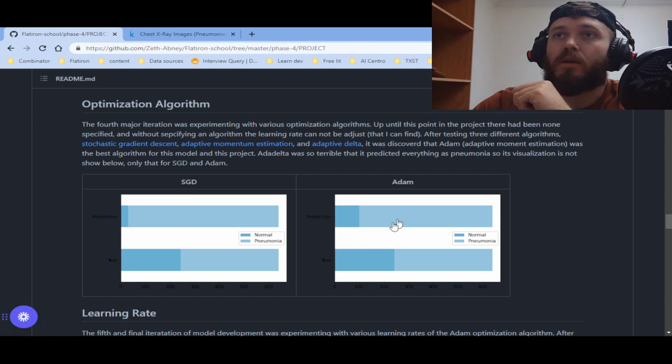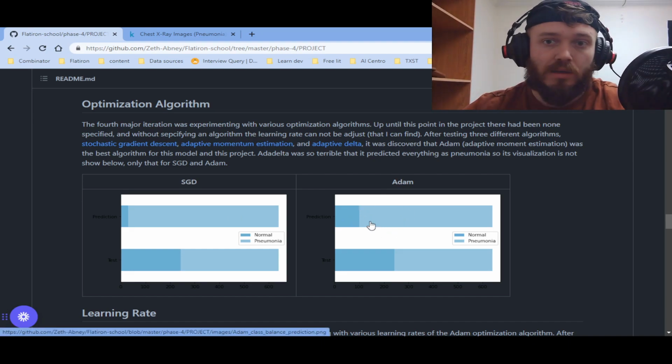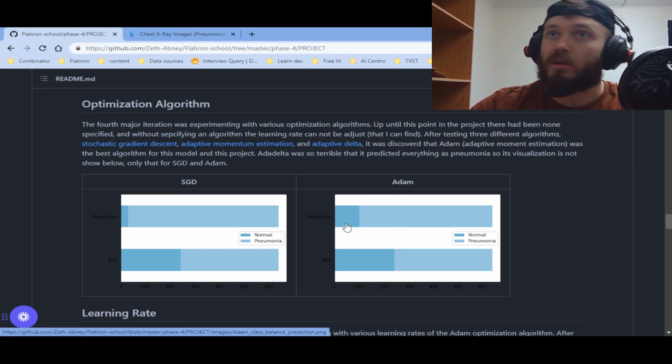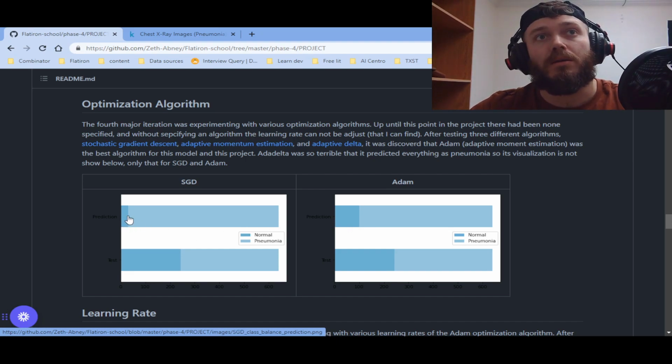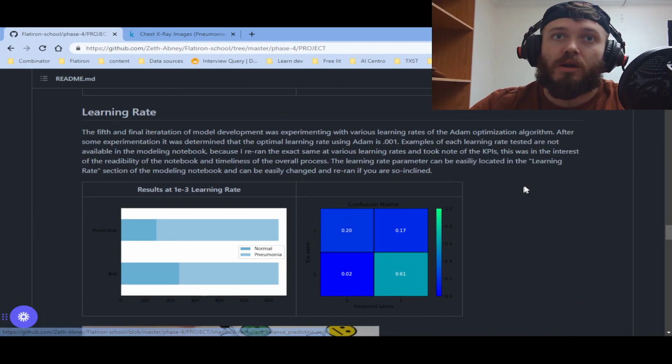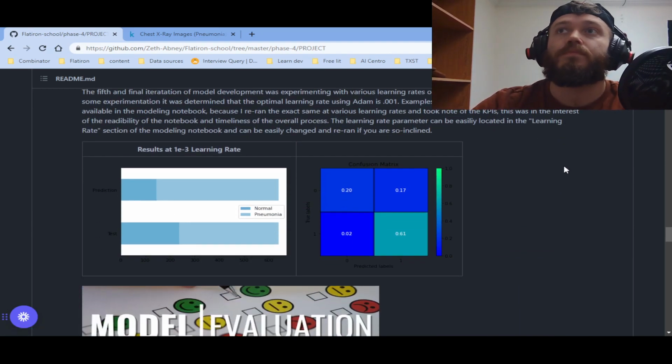And Adam wasn't awesome. There's still a lot of improvement to be made here, but it's a lot better than stochastic gradient descent. So I proceeded with Adam, and then I tried a lot of different learning rates.